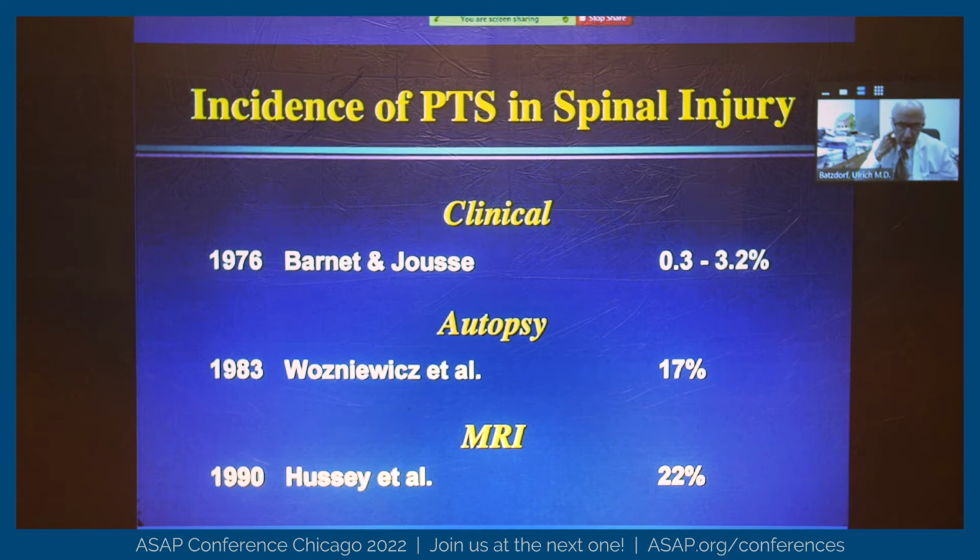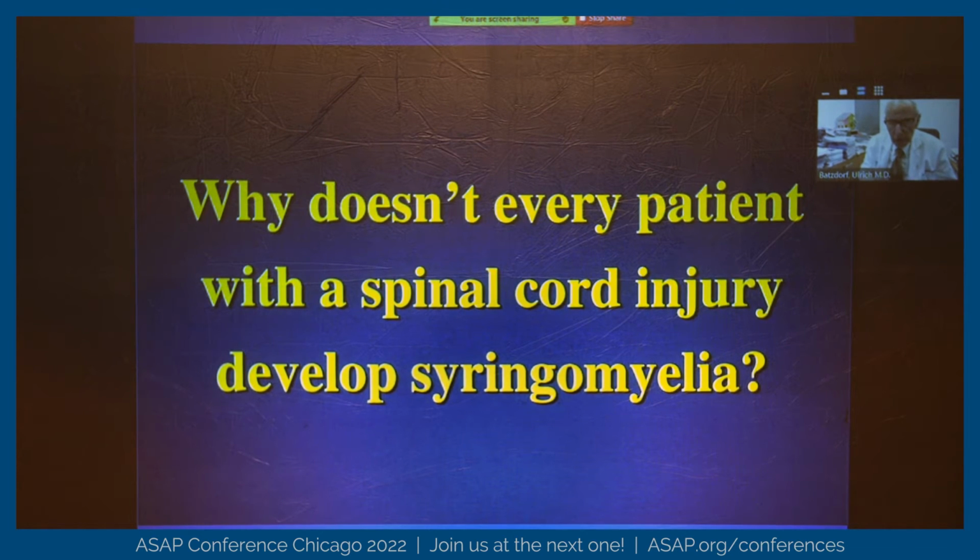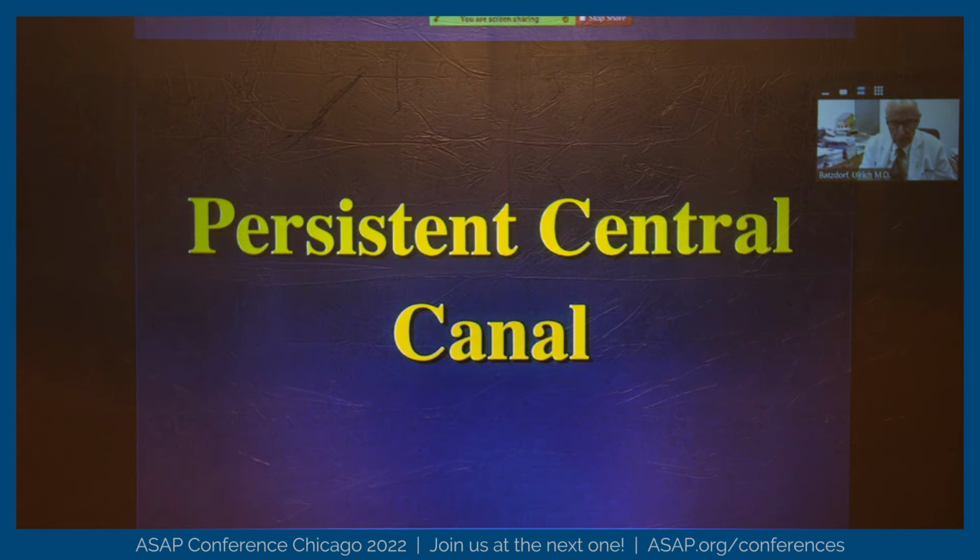And the incidence of recognition of spinal cord syringomyelia has increased, obviously, with the advent of MR scanning, as you can see. Next, please. So it's important to understand why not every patient who has a spinal cord injury develops syringomyelia. Next. We all are born with a central canal in the spinal cord, and usually this disappears by age 10. Next.